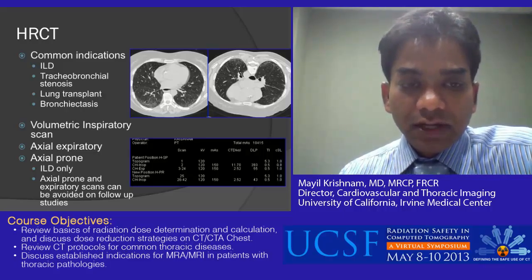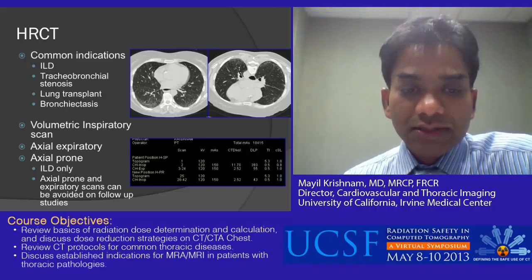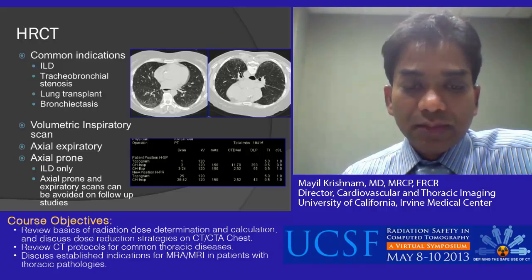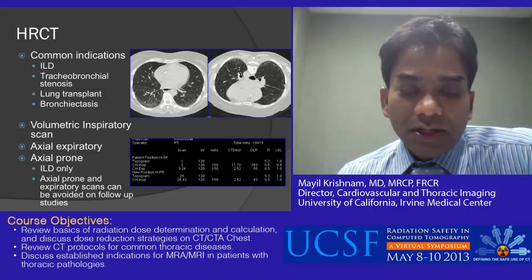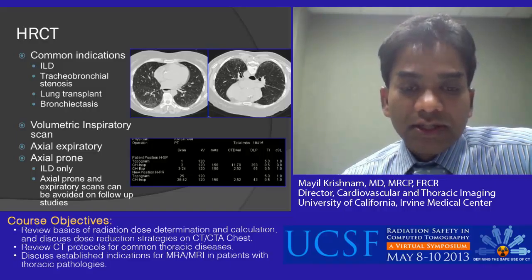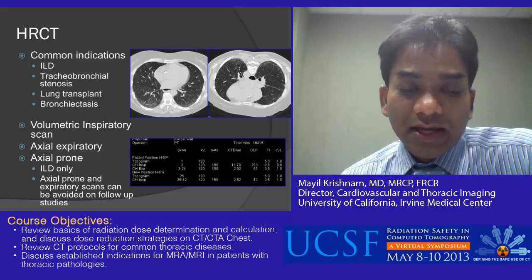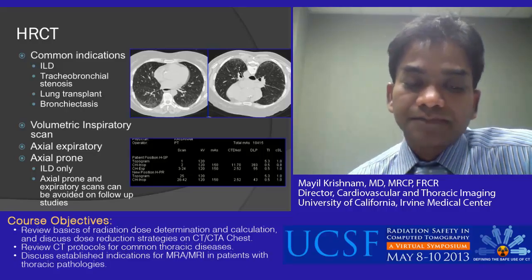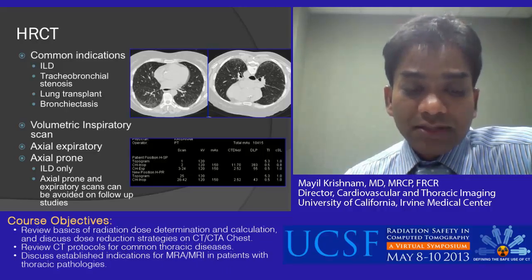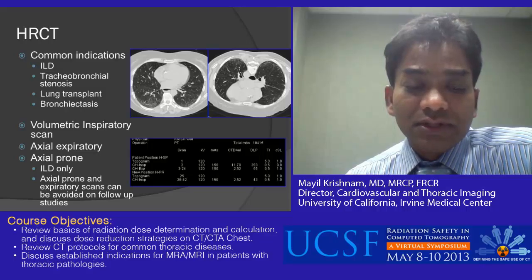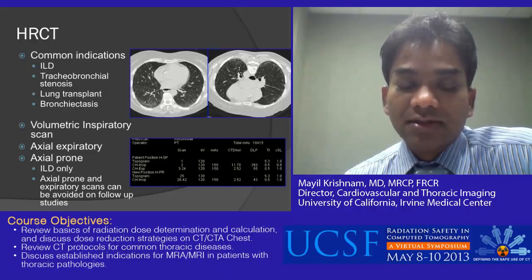Common indications for high-resolution chest CT are interstitial lung disease, tracheobronchial stenosis, tracheobronchial malacia, lung transplant, bronchiectasis, and COPD. We perform a volumetric inspiratory scan and low-dose expiratory and prone scans with axial/sequential mode. For interstitial lung disease, especially for follow-up scans, once there is an established fibrosis, we don't need to again perform an axial prone and axial expiratory scans.